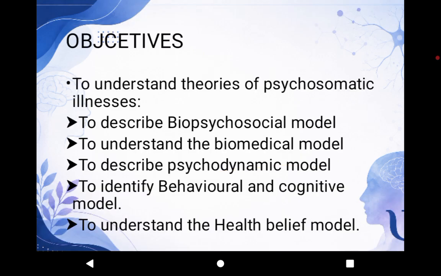So these are our key objectives. We'll first try to understand the theories of psychosomatic illnesses. We'll describe the biopsychosocial model and also understand the biomedical model. We'll also describe the psychodynamic model, and we'll try to identify the behavioral and cognitive model. Then last but not the least, we'll understand the health belief model.